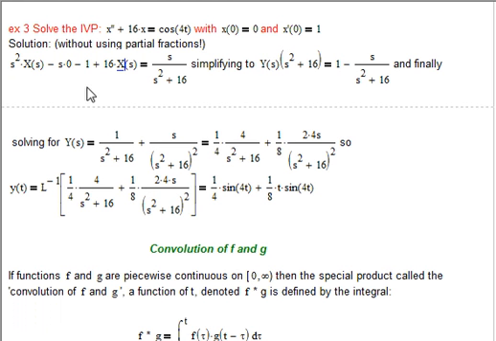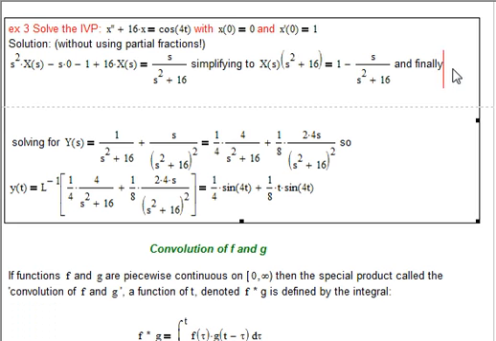And so we would wind up factoring out the s squared plus 16, and that's s times 0 from this initial condition, and that's minus 1 from this initial condition. And of course the Laplace transform of cosine of 4t is s over s squared plus 16. So it simplifies: x of s times s squared plus 16 equals 1 minus s over s squared plus 16.